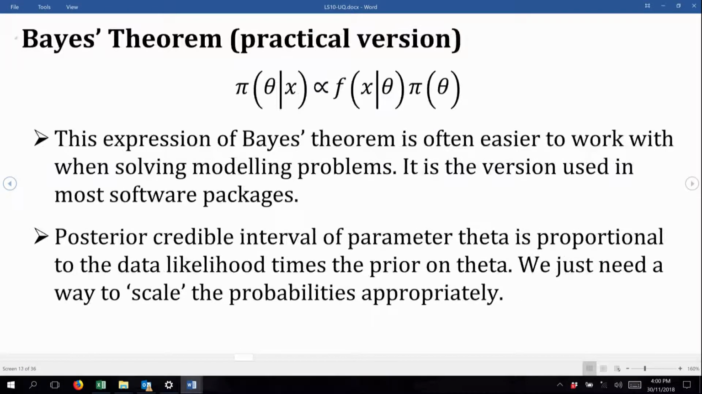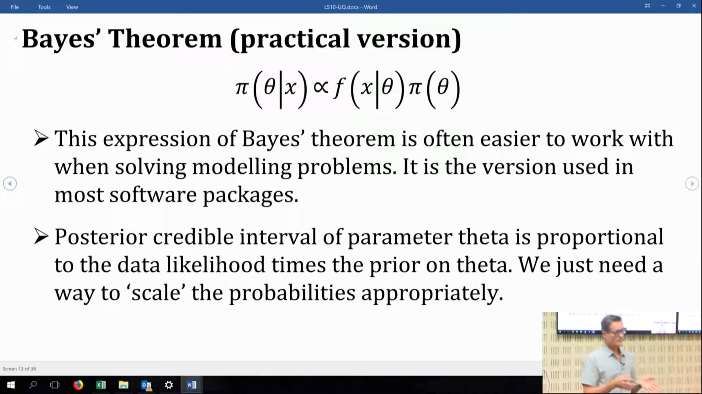The practical version that we use in these simulation processes is this one here: the probability of theta given x is proportional to f of x given theta, or you can replace that with p, the probability of x given theta, times the prior of theta. The thing on the left, Bayesians call the posterior credible interval. It's kind of like a confidence interval. A confidence interval is obtained from the likelihood in classical methods; the posterior credible interval is obtained through Bayes' theorem.